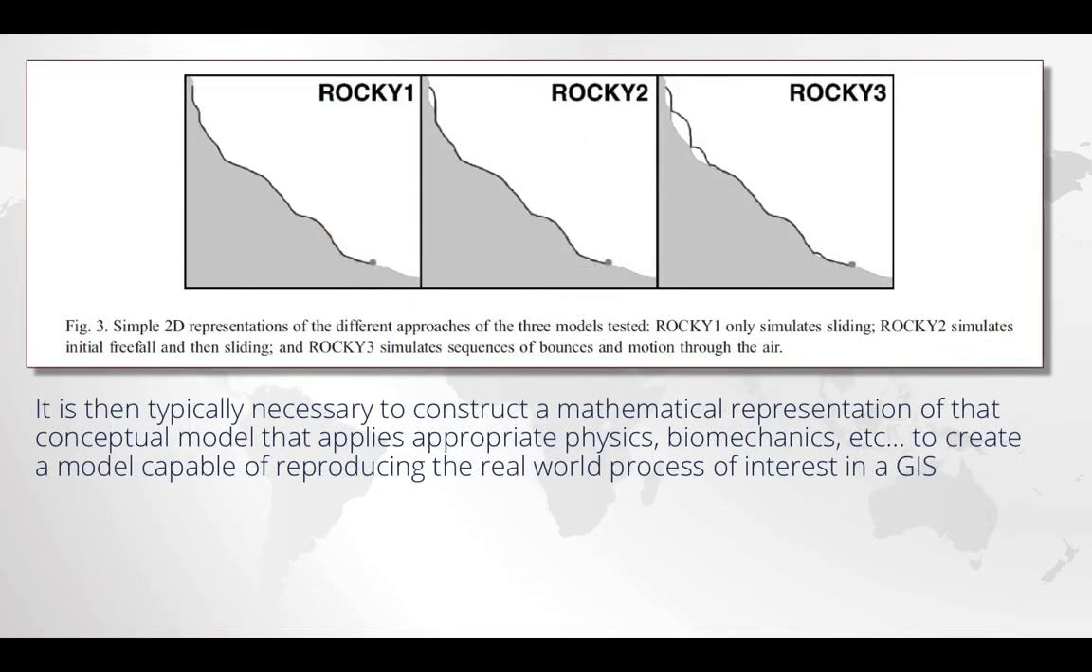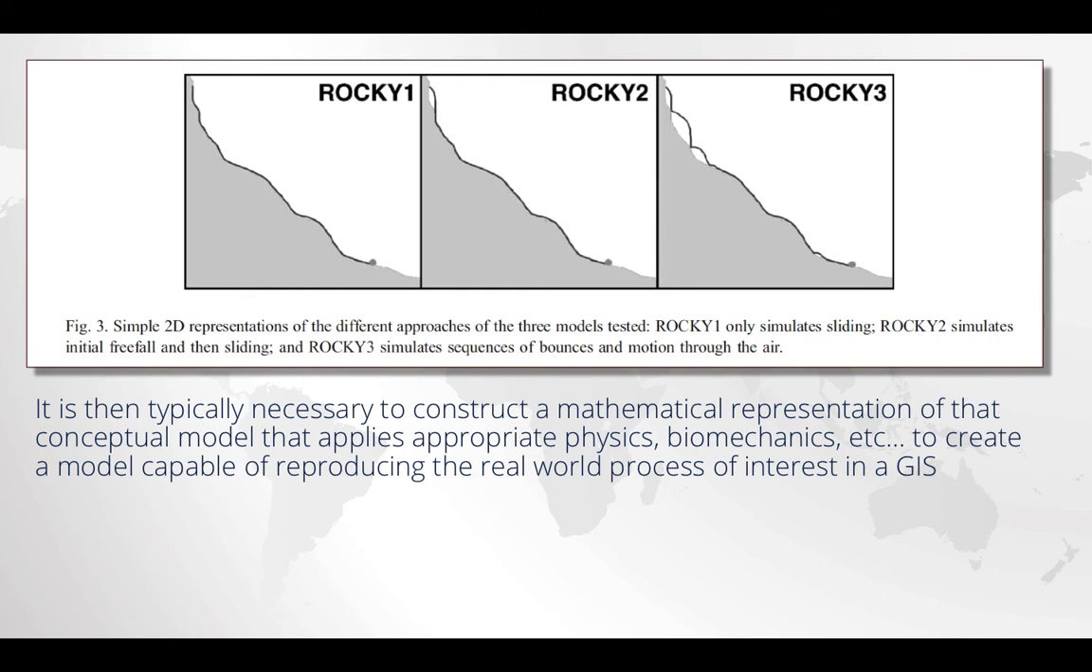Here are the 3 models, Rocky 1, Rocky 2, and Rocky 3, which range in complexity. Rocky 1 only simulates the sliding of rocks down the hill. Rocky 2 simulates an initial free fall, so it goes airborne, then it bounces down, and then it slides down. And Rocky 3 simulates sequences of bounces and motions. One would think that Rocky 3 would be the best representation. But if you don't have the processes quite correct mathematically, it could be that a simpler model may match the observations a little bit better.